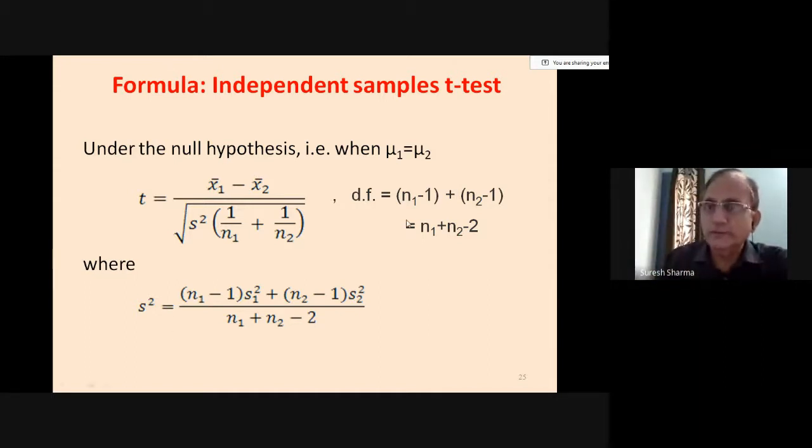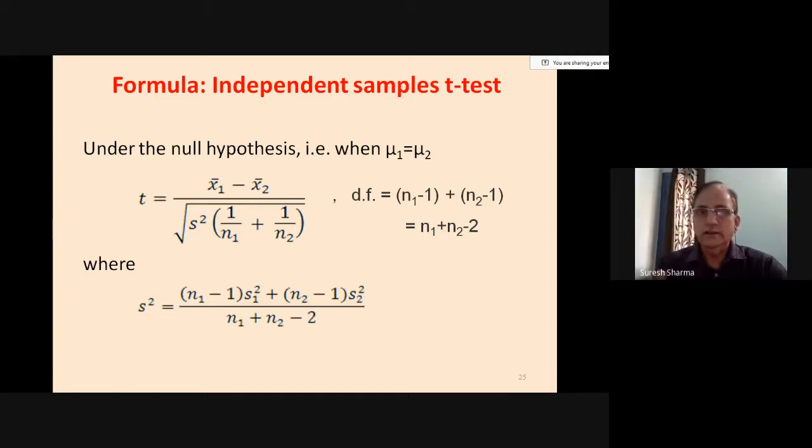So another hypothesis will be tested, sigma 1 square equal to sigma 2 square. And that test is basically called the F test. Whenever we are testing the equality of variances, here we are testing equality of means, mu1 is equal to mu2. But suppose I want to test sigma 1 square equal to sigma 2 square, equality of variances, then it is tested with the help of F test, right?